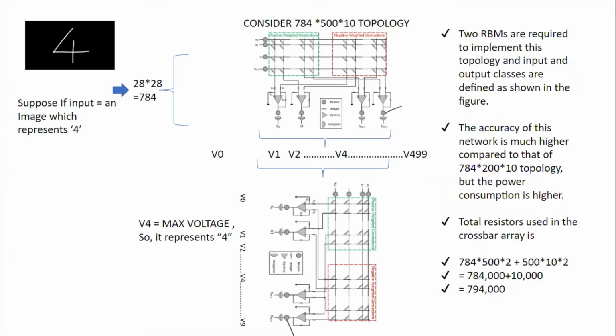Let's consider another topology, 704 by 500 by 10. This one also requires 2 RBMs to implement the topology. The input and output classes are shown above or to the side. The accuracy of this network is much higher compared to the previous topologies, but like the previous one, the power consumption is higher due to it being larger. The total resistors used in the crossbar array is 794,000.